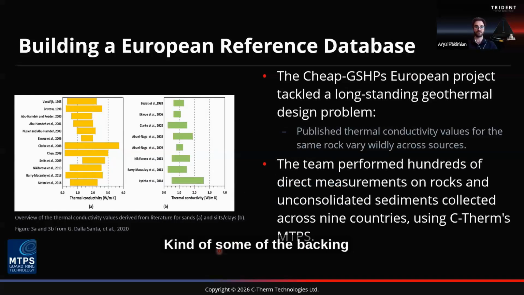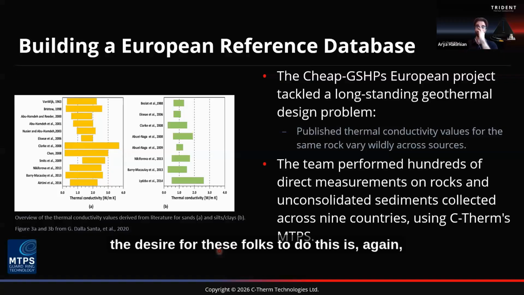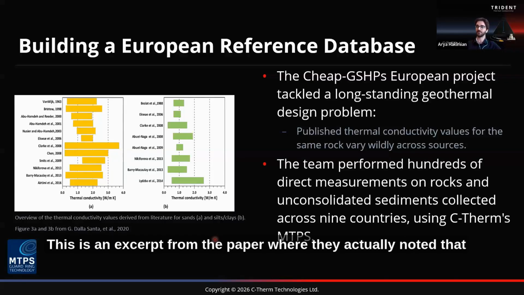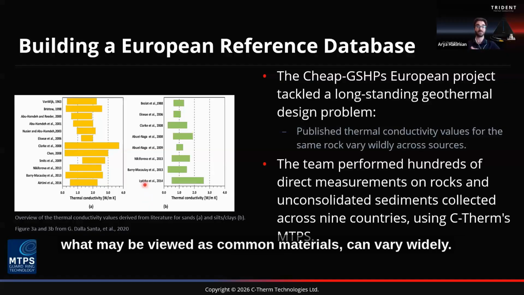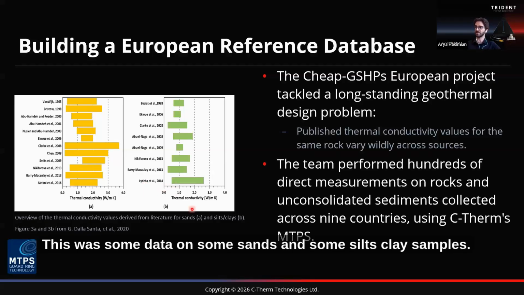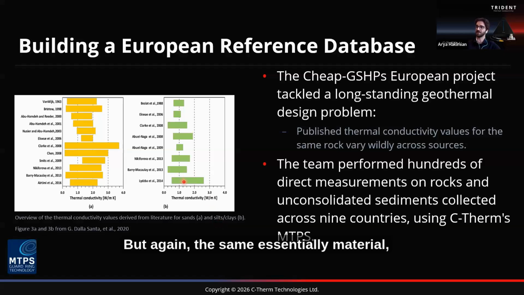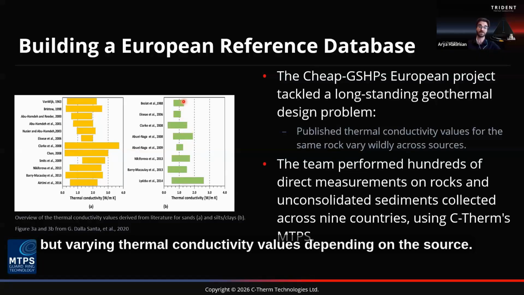The reason behind the requirement here, the desire for these folks to do this, was developing a reference database. This is an excerpt from the paper where they noted that depending on where you look, the reference values for what may be viewed as common materials can vary widely. This was some data on sands and silts and clay samples, essentially the same material, but with varying thermal conductivity values depending on the source.